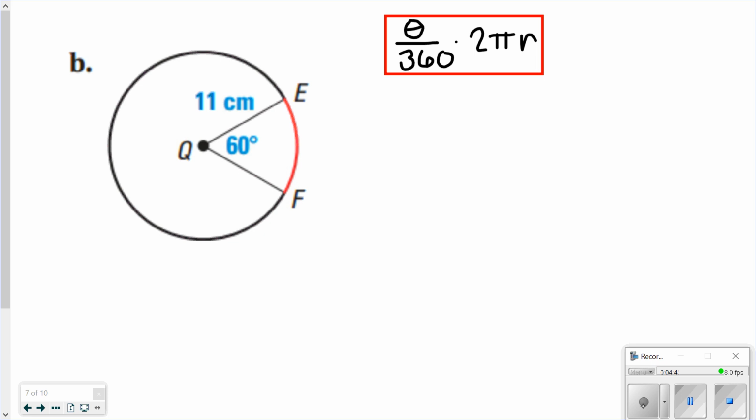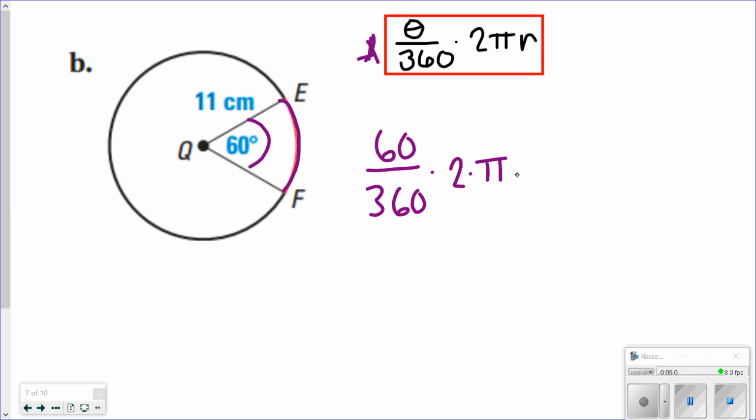Let's practice this again. So I want to figure out what is this arc length. So I'm going to use my equation up here, theta divided by 360 times 2 pi r. So what is theta? Well, we know it's 60 again. Divide that by 360 times 2 times pi times our radius. Our radius is 11. And if we plug this into our calculator, we get approximately 11.52.